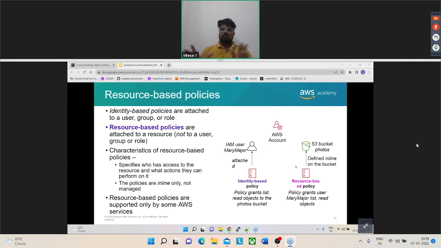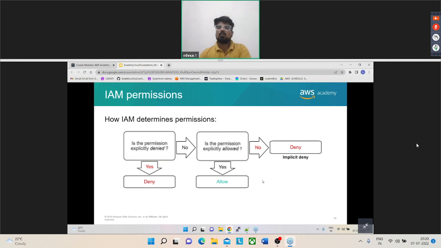So guys, this is the difference between identity-based policy and resource-based policies. Let's move ahead now. So next one is how the IAM permission works.